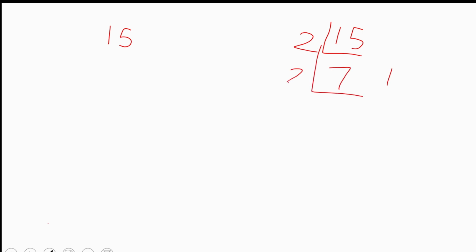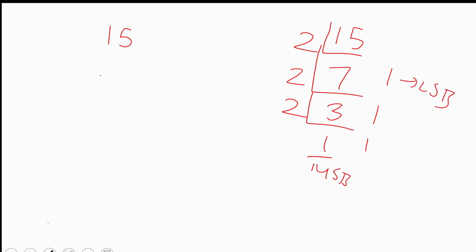And then again I need to divide 7 by 2. I will get the quotient as 3, remainder as 1. Again I need to divide 3 by 2. I will get the quotient 1 and remainder 1. So this one will be MSB and this one will be LSB. So you need to represent it as 1111 in the binary form for the 15.